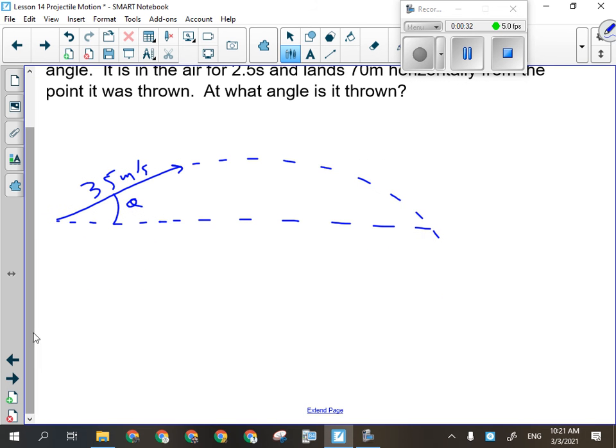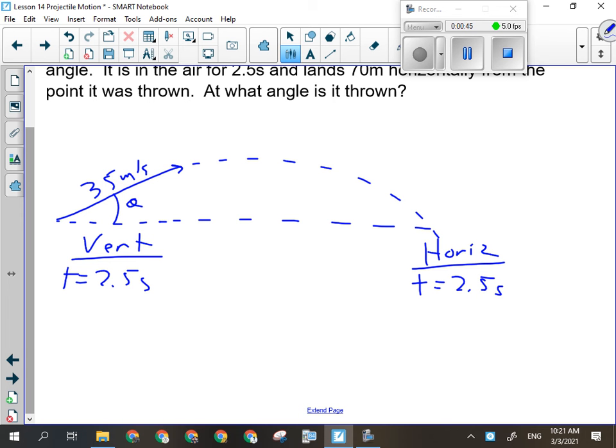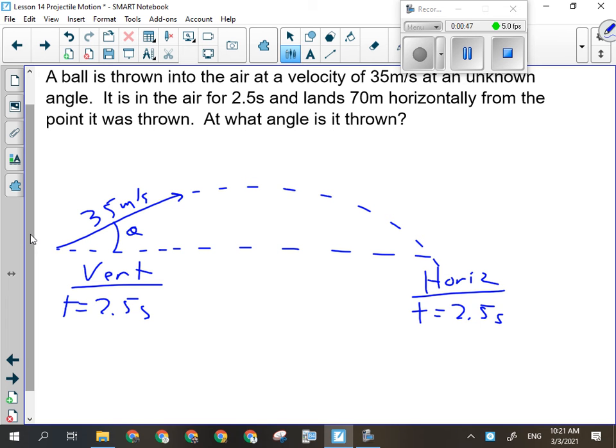So that's a pretty useful piece of information, given that it fits in both the vertical and horizontal parts of the question. It also tells us that it's going to land 70 meters horizontally from the point it was thrown. So they told us the horizontal distance. Okay, what can I find right now with D and T horizontal?